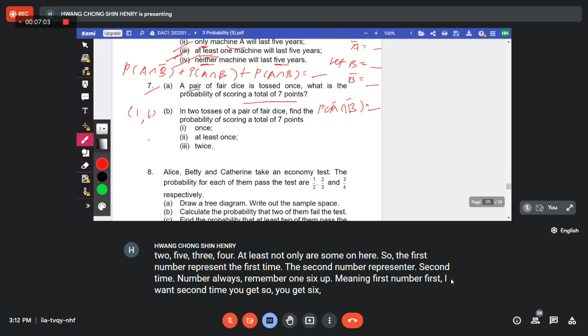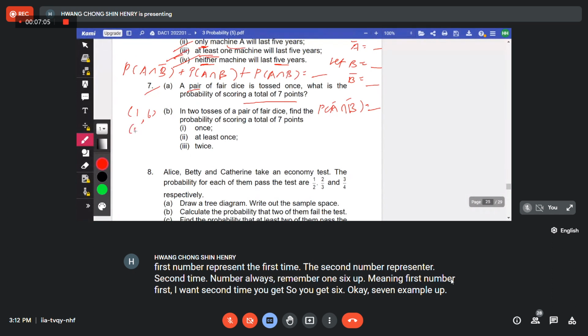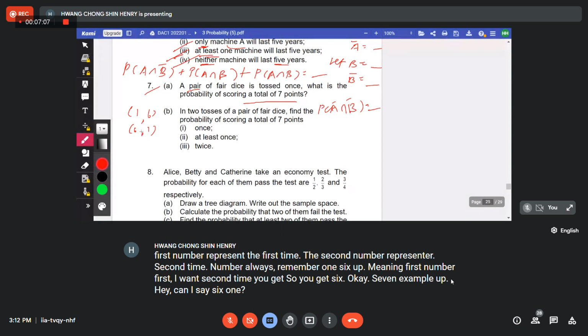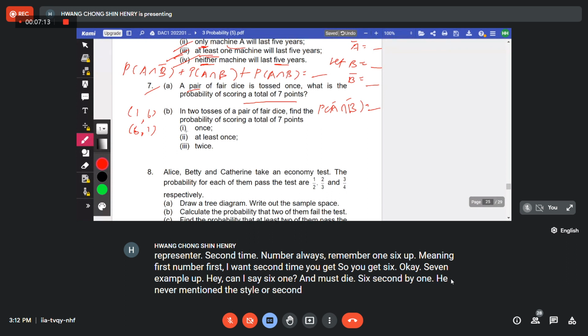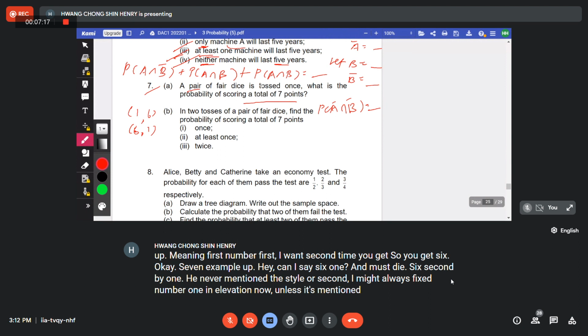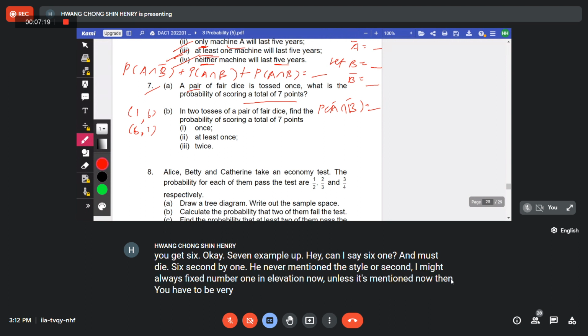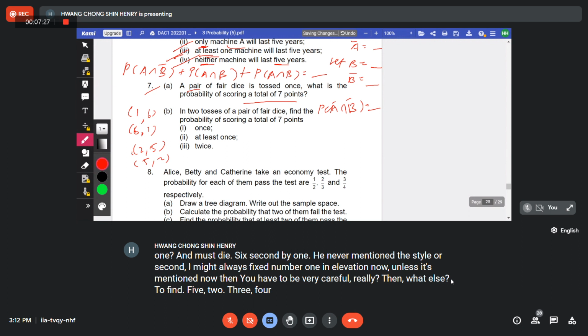Total is 7. For example, then can I say 6, 1? Can. First die 6, second die 1. You never mention first die or second die unless it's mentioned, then you have to be very careful. Then what else? 2, 5. 5, 2. 3, 4. 4, 3.